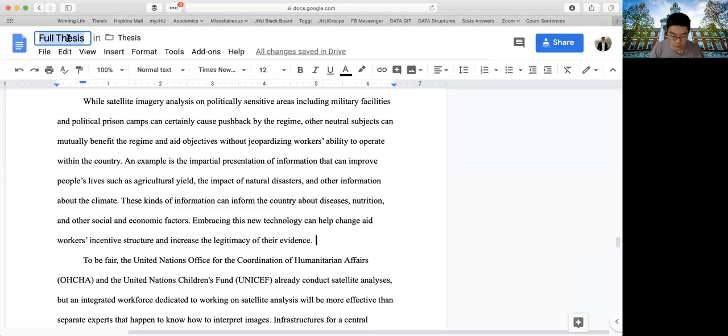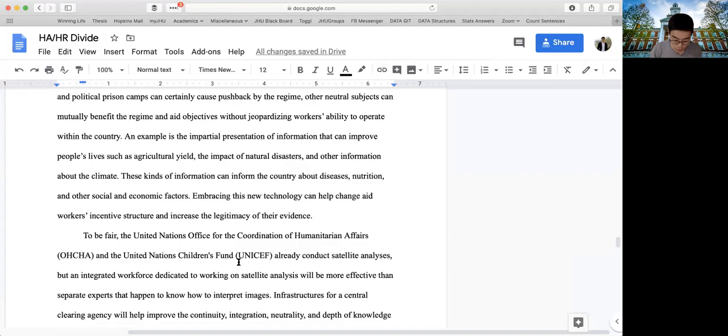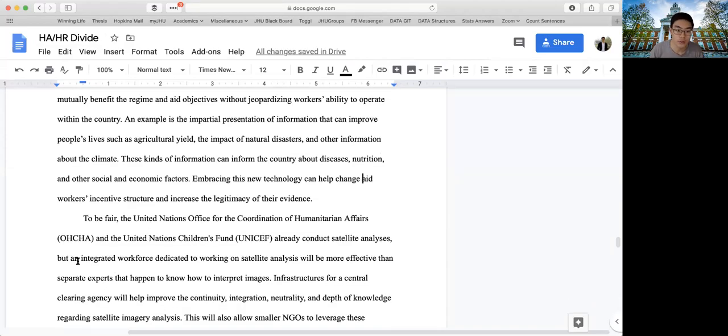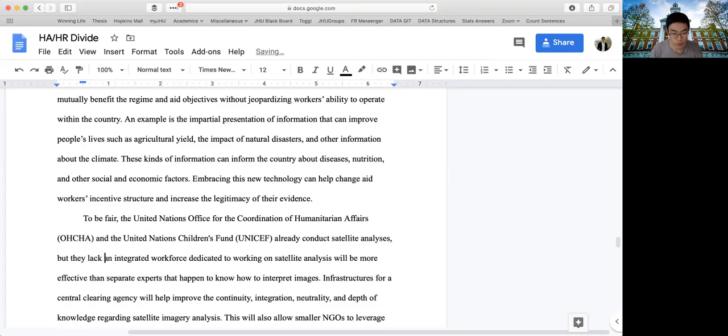I'm going to change this into humanitarian aid, human rights development. Okay, so now what am I going to do? I have one more paragraph to change. So aid organizations lack an integrated workforce dedicated to working on satellite imagery and analysis.